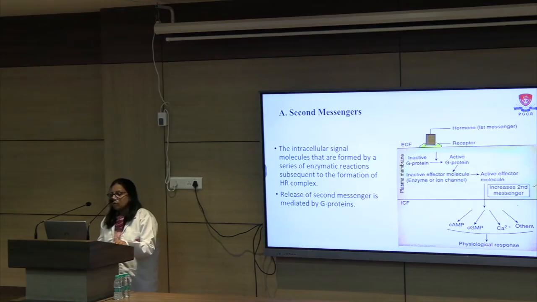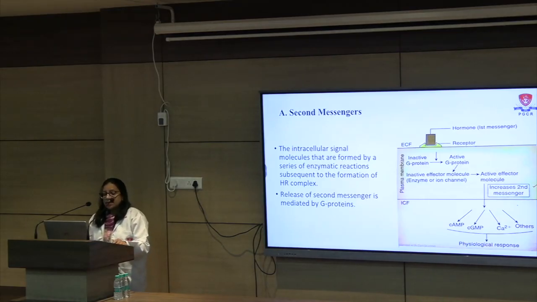As we know, hormones are first messengers and second messengers are the intracellular signals that are formed after the formation of hormone receptor complex, and the release of second messenger is mediated by G protein. As we can see in this picture, first G protein is activated and then it releases second messengers like cAMP, cGMP, calcium and others, and ultimately they cause physiological response in the cell.